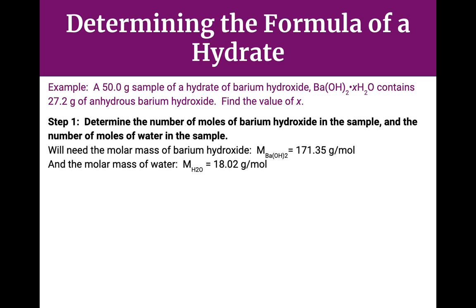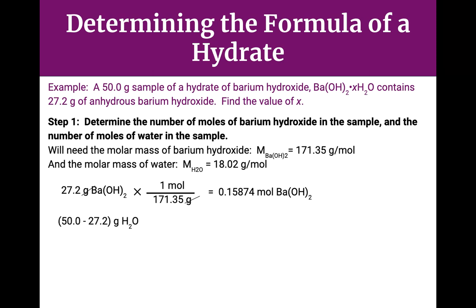So now to figure out how many moles of barium hydroxide were in this sample, well, we know that there's 27.2 grams of anhydrous barium hydroxide. So we take that mass and we convert it to moles using the appropriate molar mass. And we find that we had 0.15874 moles of barium hydroxide. And you don't want to round any answers yet too much.